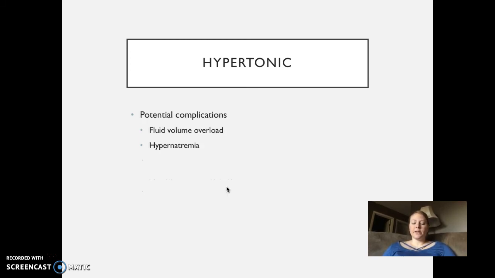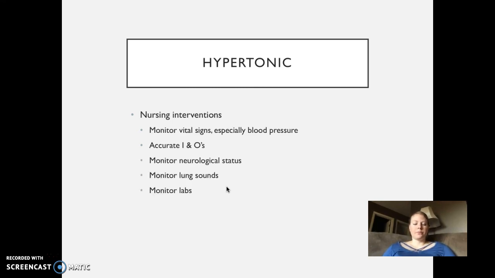Potential complications we need to look for with hypertonic solutions are fluid volume overload, obviously, because we're increasing the extracellular space, and then hypernatremia as well, because we're giving a hypertonic solution. We can make too much sodium. Nursing interventions I want you guys to be aware of: monitoring your vital signs, especially the blood pressure. Again, we're increasing the extracellular space.